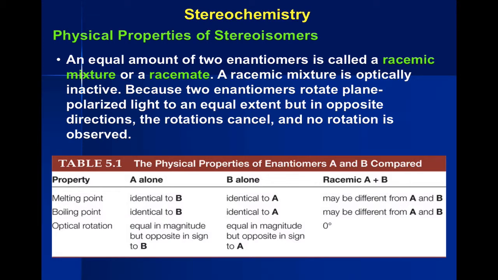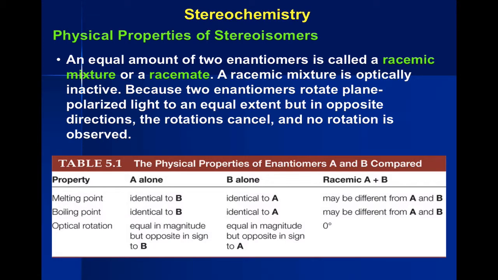If we have a 50-50 mixture of both R and S enantiomers of our molecule, we say that it's a racemic mixture. It's a racemate. Half of it is the R enantiomer, half of it is the S enantiomer. Real easy to make, just like that thalidomide example that we talked about last time. It was given to pregnant females as a racemic mixture.